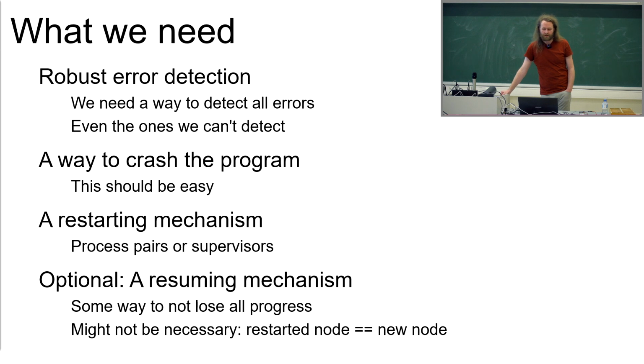Now we need some way to crash the program, or some unwinding mechanism. But a way to crash the program is definitely the easiest thing to do, because how do you crash a program? I mean, everything has an exit function, so you just use that. We need a restarting mechanism. That's what the process pairs are for. That's what the exercise is about. Or you could do it with supervisors. And I'm not going to talk too much about the differences between them or the benefits or drawbacks of each because, again, that's also part of the exercise and I want you to think about it.